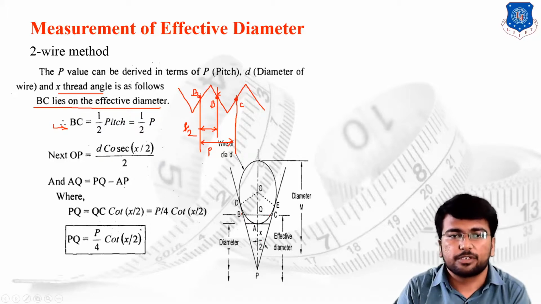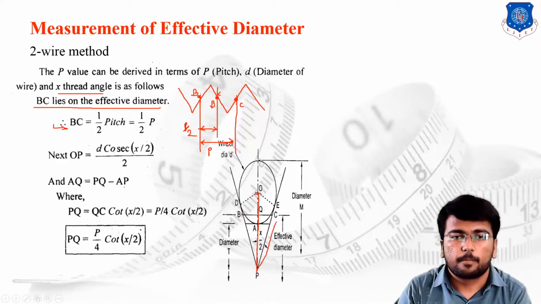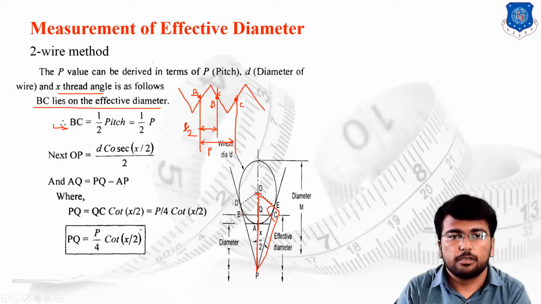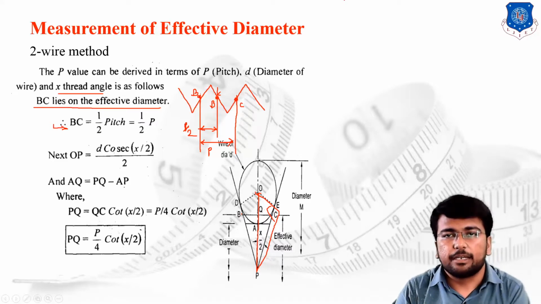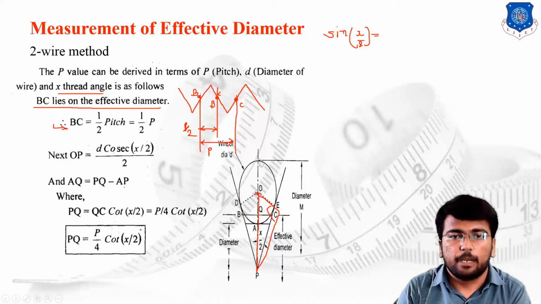Now consider the first triangle, the triangle OPE. Which triangle do you have to consider? The triangle OPE. This particular triangle you have to consider, having the right angle here. Take the angle theta, or you can say sine x by 2. What do we mean by sine x by 2? Here x by 2 is here. Sine is opposite by hypotenuse. Opposite, that is the OE.